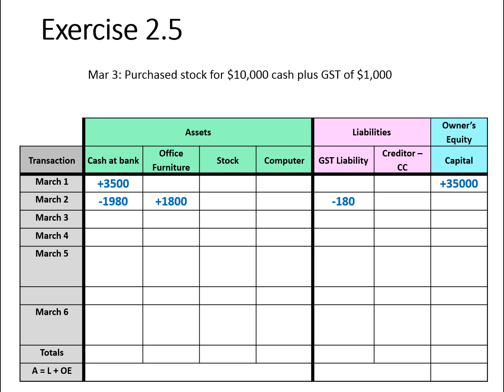March the 3rd, bought stock for $10,000 cash plus GST of $1,000. I have more stock. I've been charged GST, which reduces my liability. And again, I've paid in cash, so my cash at bank will go down $11,000.